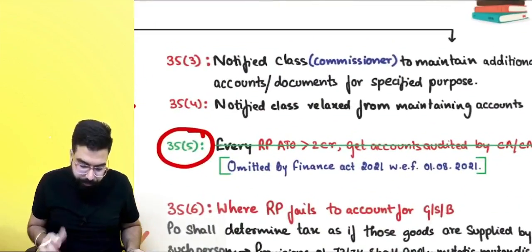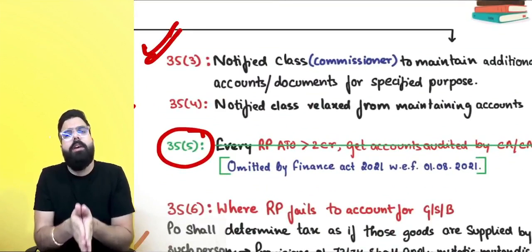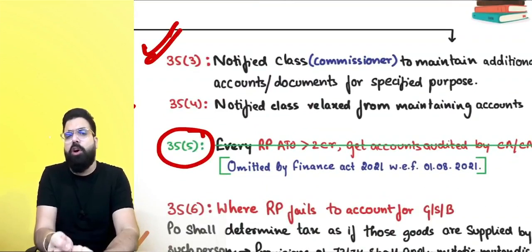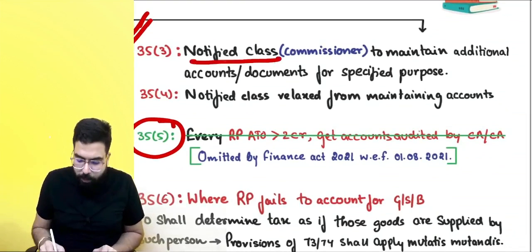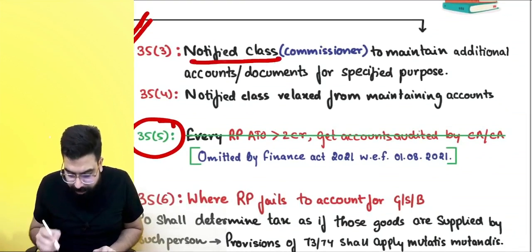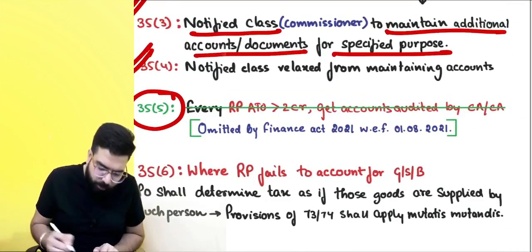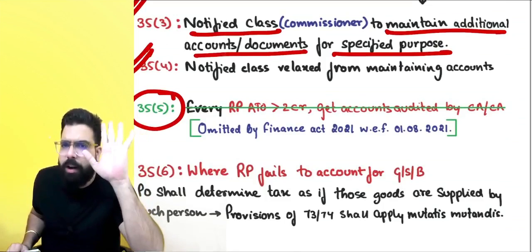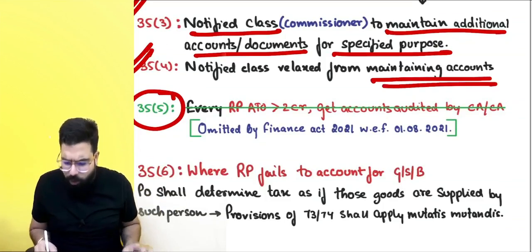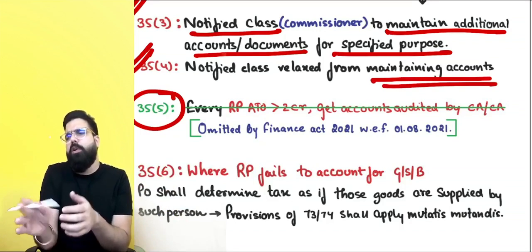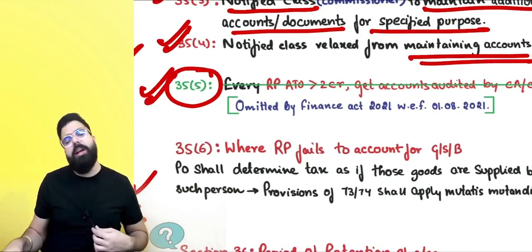verification. Okay, sir. Section number 35(3) says that if commissioner wants, commissioner can notify additional accounts or documents for special purpose which you have to maintain. Means for notified class of person which are notified by the commissioner to maintain additional accounts or document for specified purpose. Then 35(5) says if commissioner wants, commissioner can notify class of people who can be relaxed from maintaining some account. Might be if the commissioner wants, commissioner can notify these people don't maintain these accounts. Okay, sir. 35(5) used to say that.